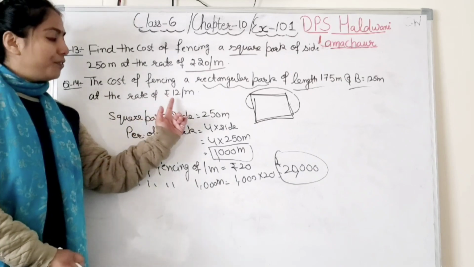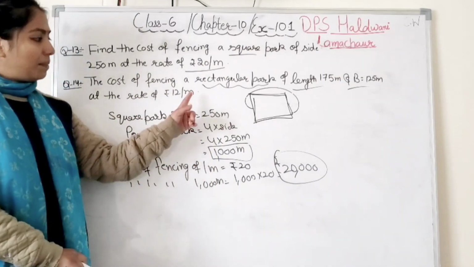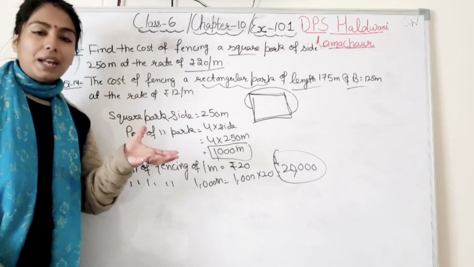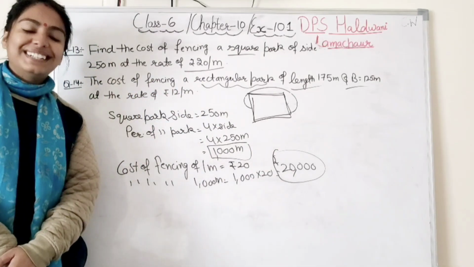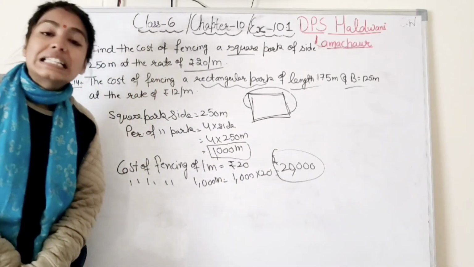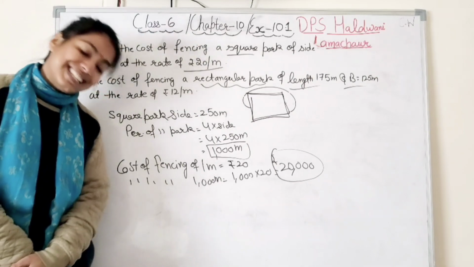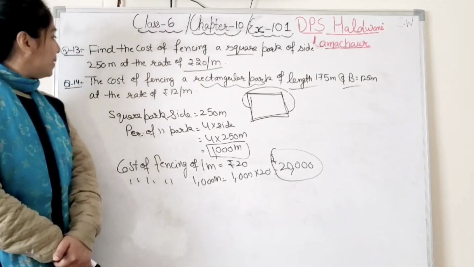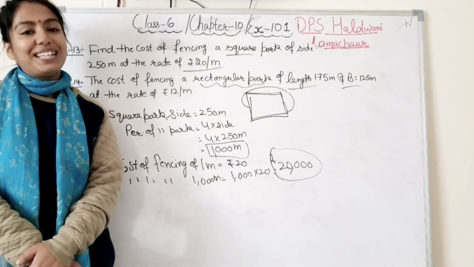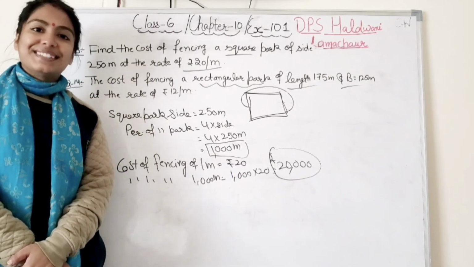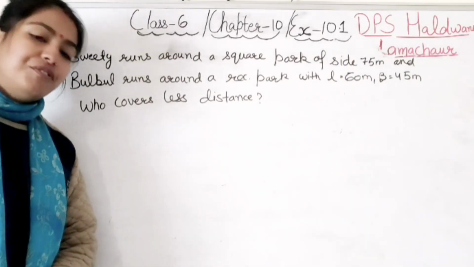Cost at the rate of ₹12 per meter. 1 meter cost is this much. So total perimeter into 12. So student, you just understand the basic of the question, that's it. So this was about our question number 13 and 14. Now coming to our next question. Now coming to our question number 15 student.